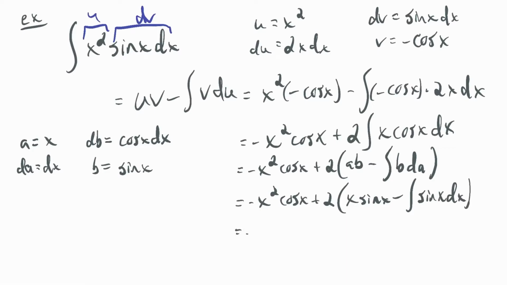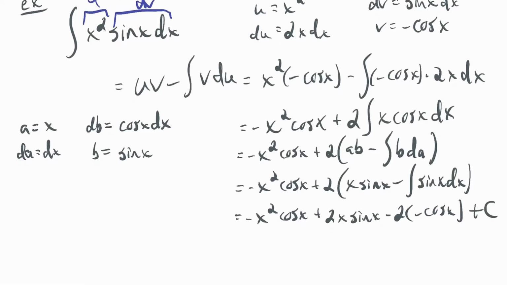Okay, so this is negative x squared cosine x plus 2x sine x minus 2 times negative cosine x. And we'll put a plus c at the end. Now I can simplify this a little bit. So I get negative x squared cosine x plus 2x sine x plus 2 cosine x, plus c.